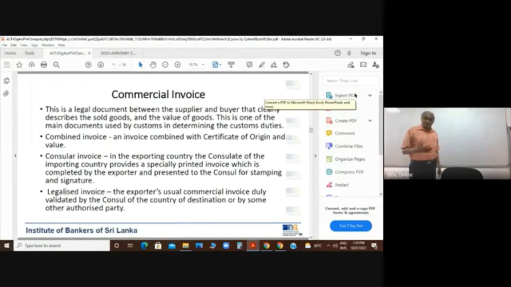If they sign, no issue, right? For that, they will be charging a small amount.